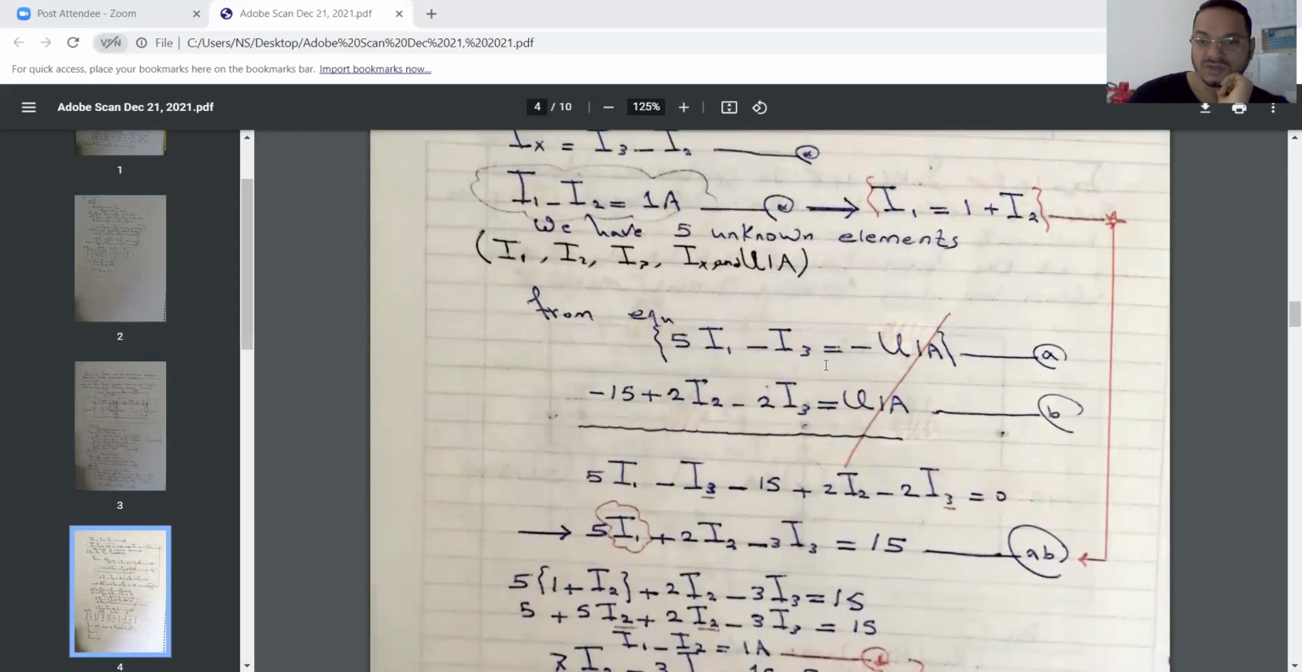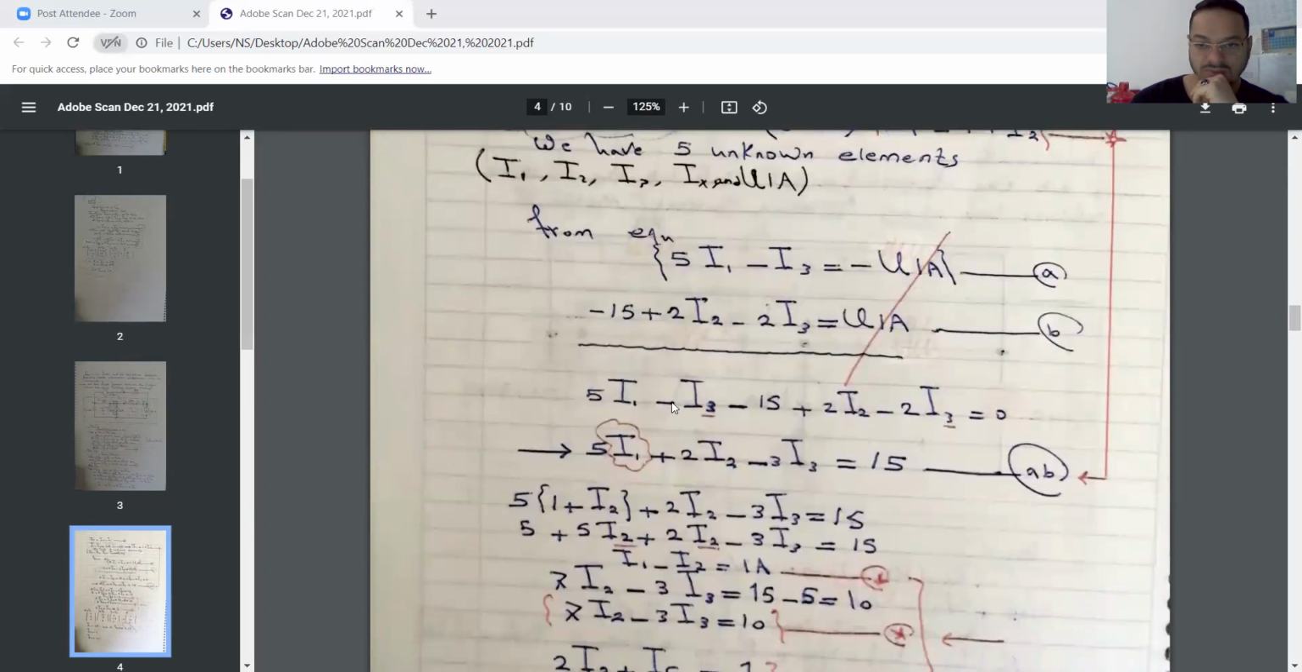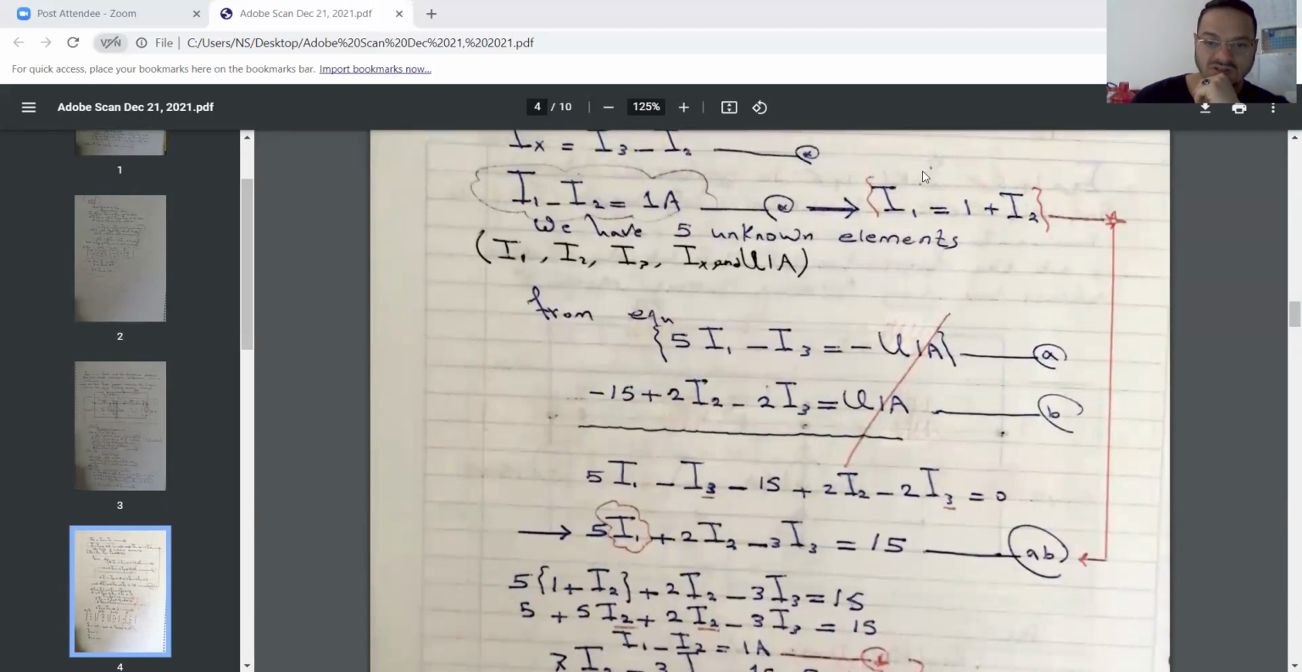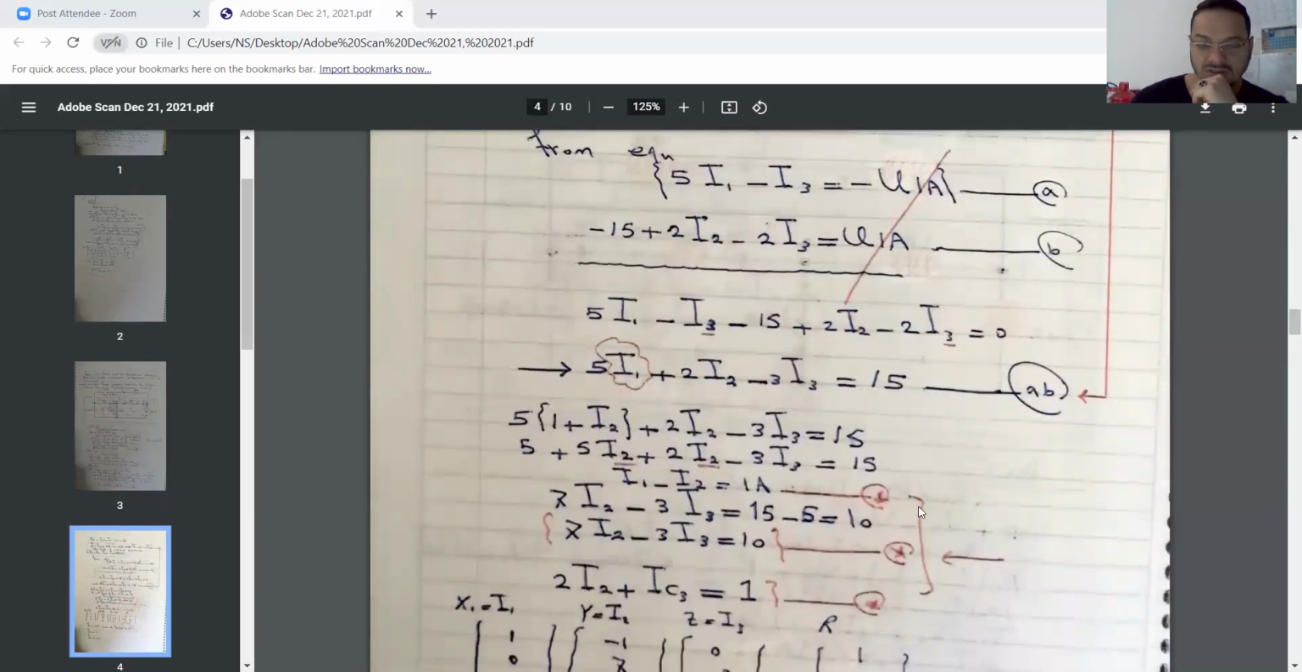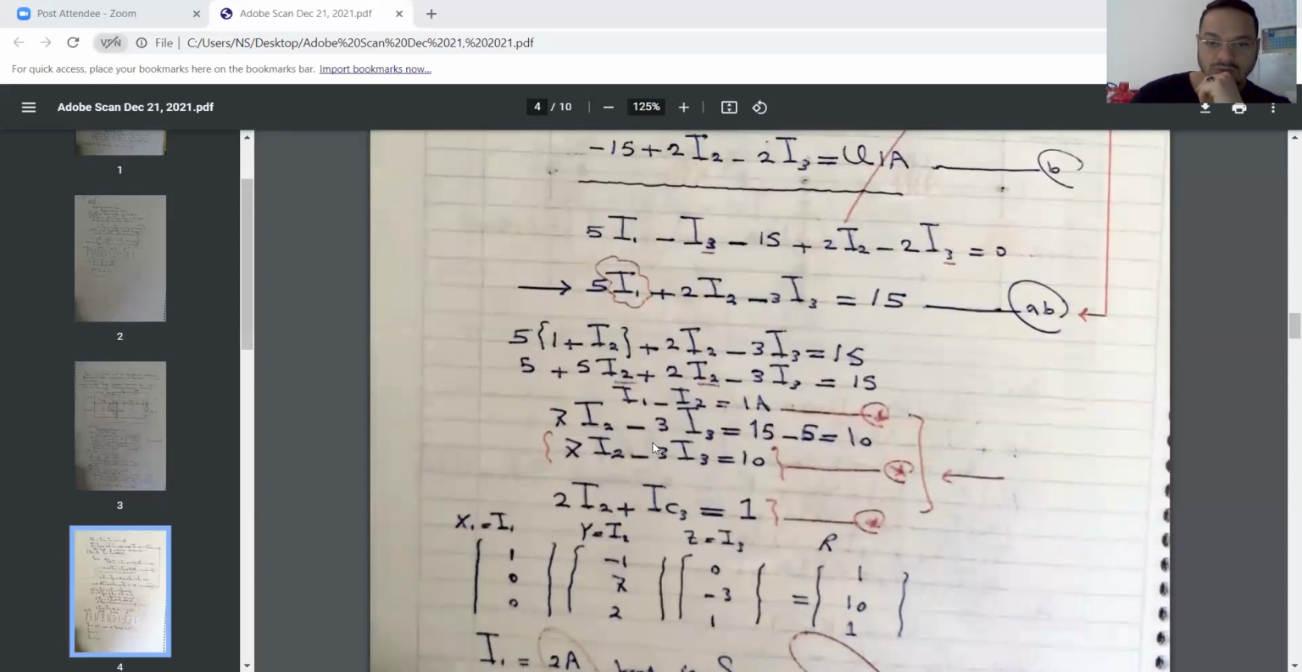Here 5I1 minus I3 equals minus V1A, and to simplify all of them, we can ignore, we can delete this unknown element to make the equation easier for us. It will be like that: 5I1 plus 2I2 minus 3I3 equals 15. Let's call this equation AB. Now let's put the result of I1 here and calculate all of this again. It will be 7I2 minus 3I3 equals 10.